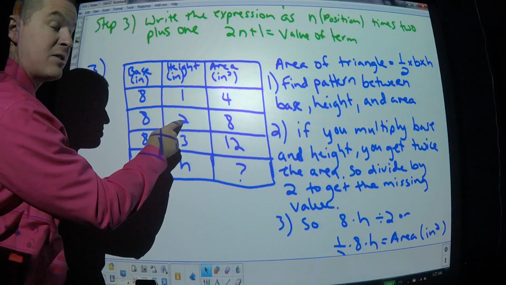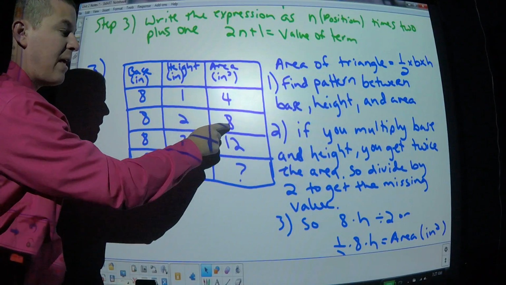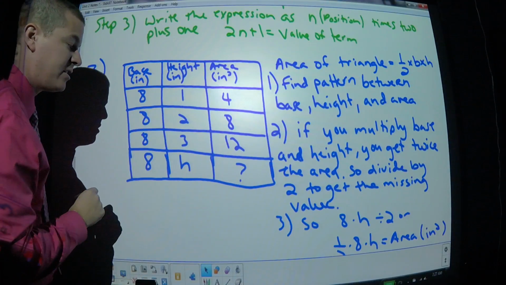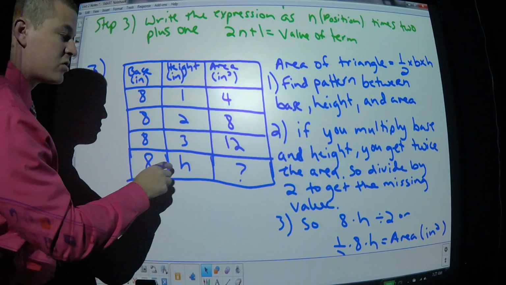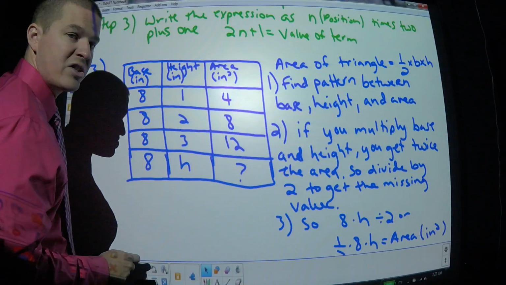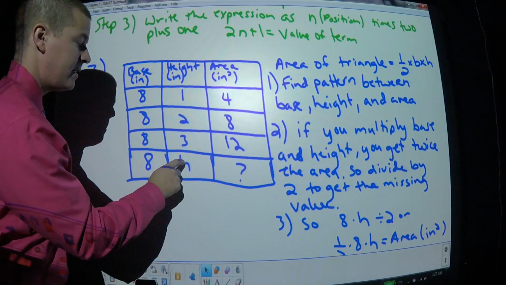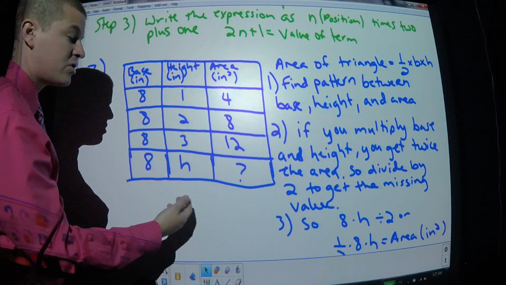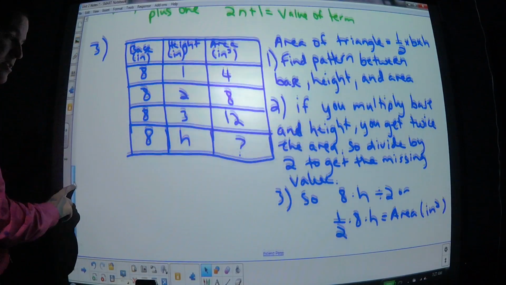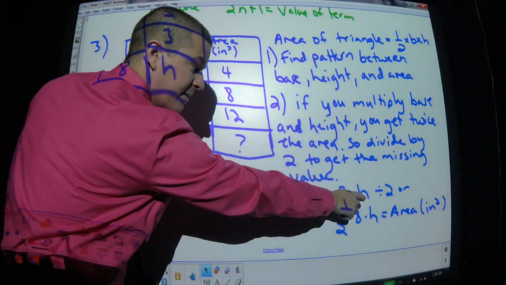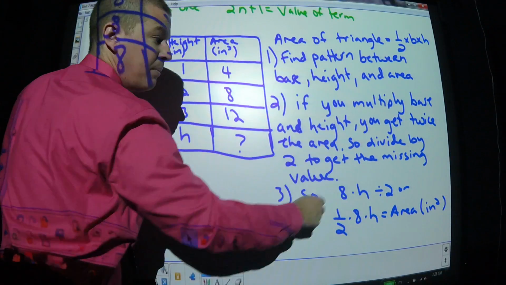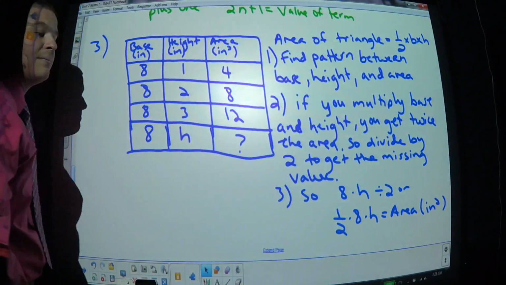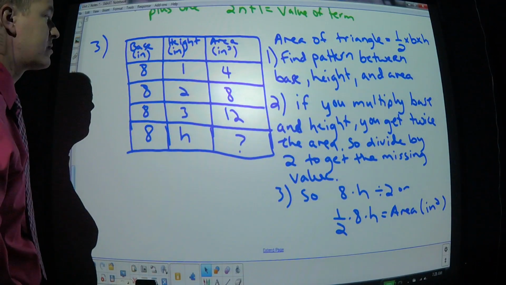Notice again, 8 times 2 is 16. Half of that would be 8. 8 times 3 is 24. Half of that is 12. So in order to find the question mark, we take the base times the height and then divide by 2. So our expression, our answer, is 8 times h divided by 2, or you could even do a half times 8 times h. And that's going to be our expression.